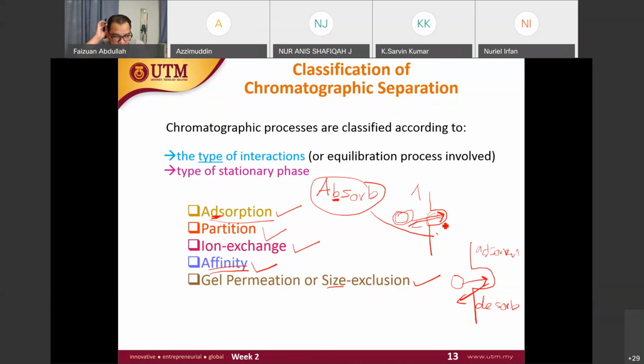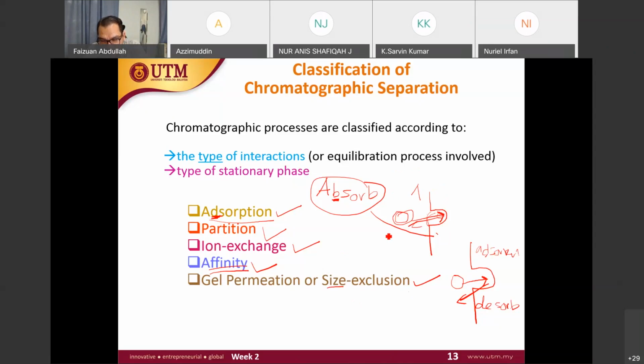So the concept in the stationary phase: one of the stationary phase types is adsorption, meaning that it can adsorb and desorb. We never use the absorption concept in a stationary phase, because when it absorbs the analyte, it never dissolves the analyte, so it will be retained there. We don't want that. So we have adsorption, partition, ion exchange, affinity, sublimation.